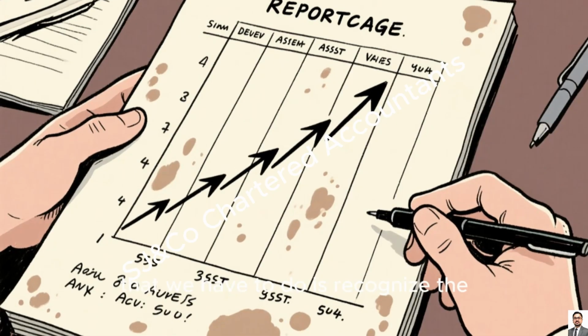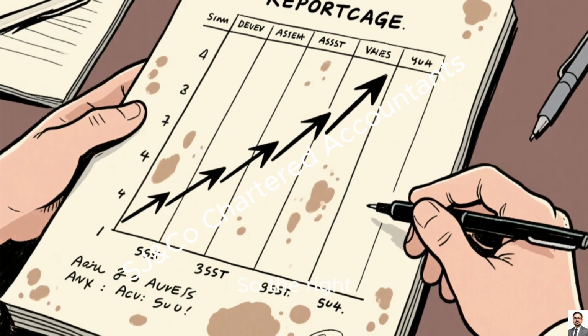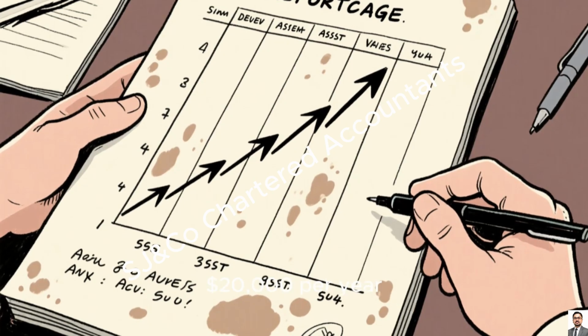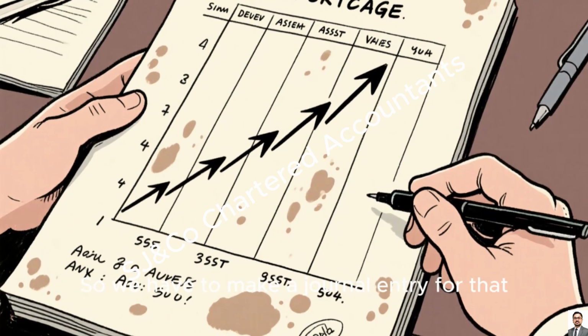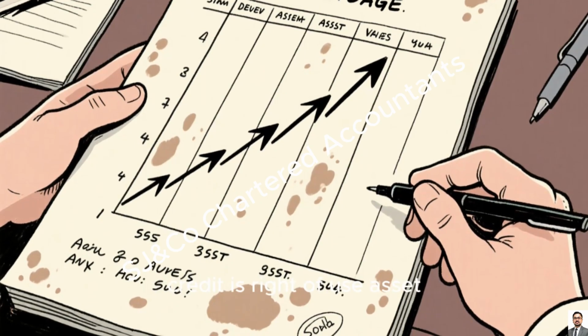The next thing that we have to do is recognize the depreciation expense on the right-of-use asset. So the right-of-use asset needs to be depreciated over the 4 years of the lease term, so that will be $20,000 per year. So we have to make a journal entry for that. So the debit here is depreciation expense and the credit is right-of-use asset.